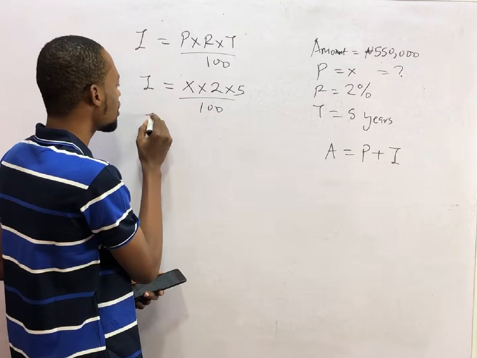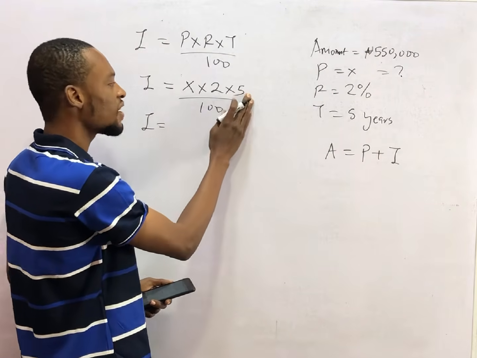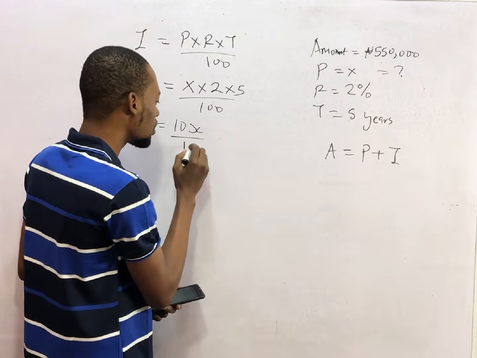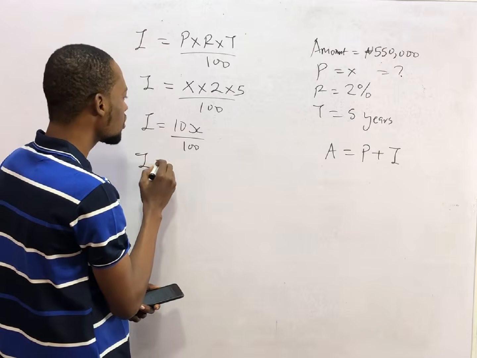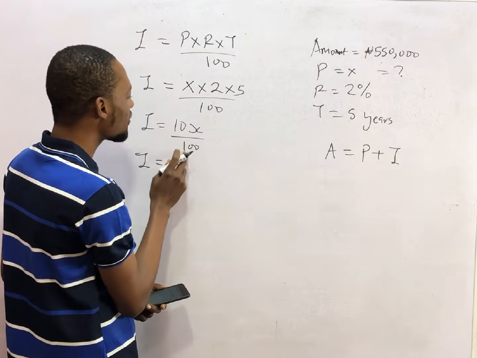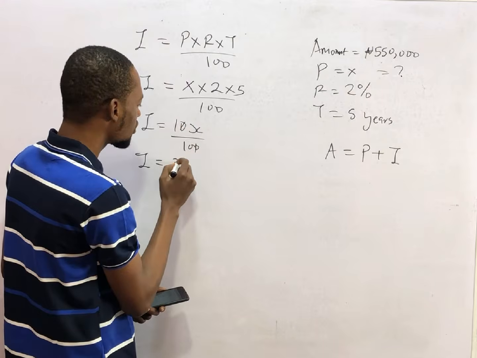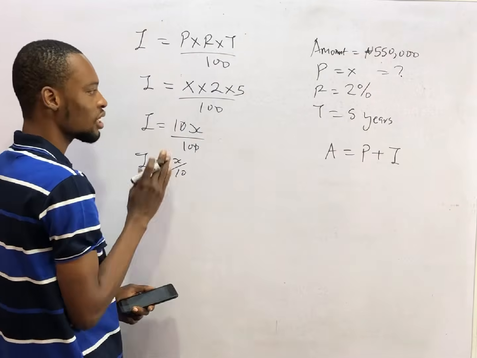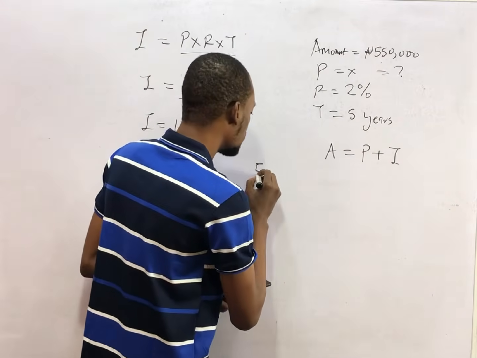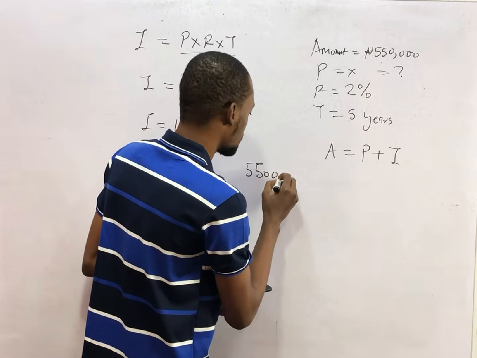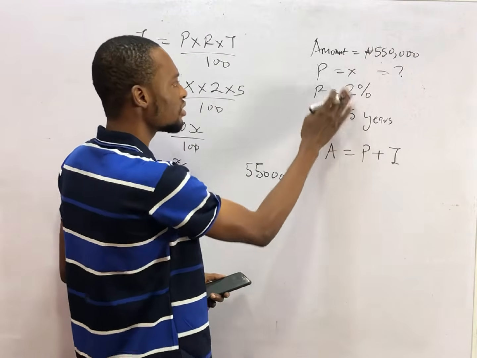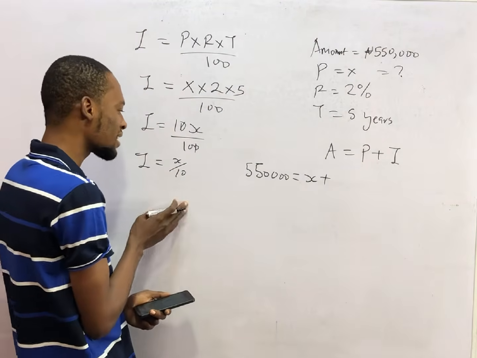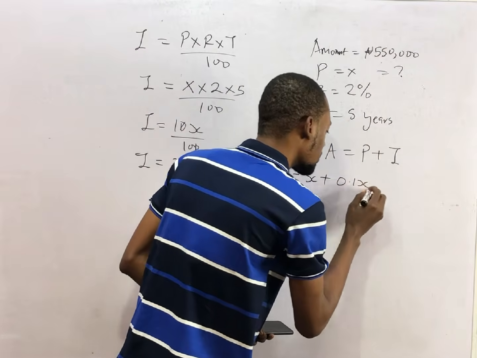From here, interest is equal to 2 times 5 is 10, 10 times S is 10S, so 10S over 100. Interest is equal to 10 divided by 100, that's S over 10. This is interest. So we have amount, we have interest, and we have principal. Amount is 550,000 naira. This equals principal, which is S, plus interest, which is S over 10, which we can say 0.1S.